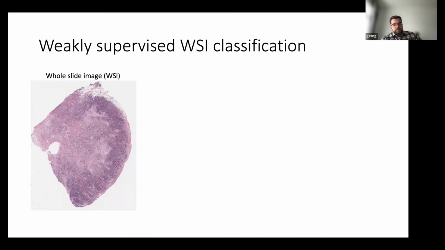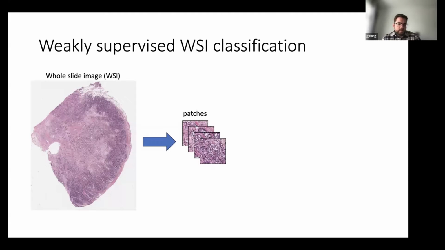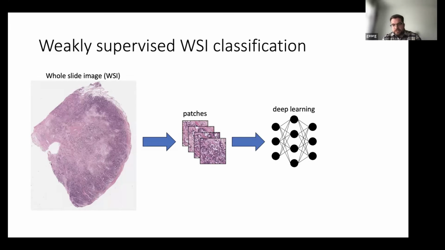And the problem is we can't just feed this one whole slide image into a neural network in order to classify it. We have to first split it into patches. So the first step is always splitting this whole slide image into some non-overlapping patches, performing some deep learning magic, and then you get some classification, for example, a binary or a multi-class classification for predicting a certain target. The reason this is called weakly supervised is because, of course, we have this collection of patches, but we don't have a label for every patch. We just have a label for the whole slide, so for this whole collection of patches.